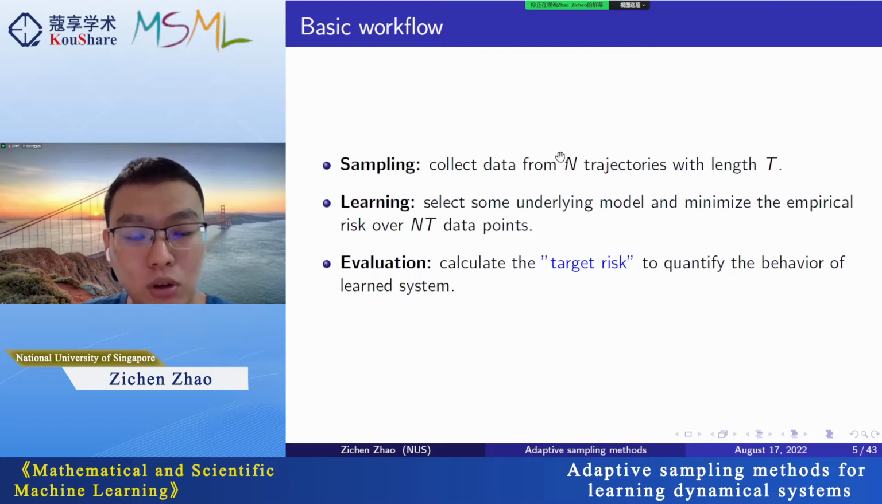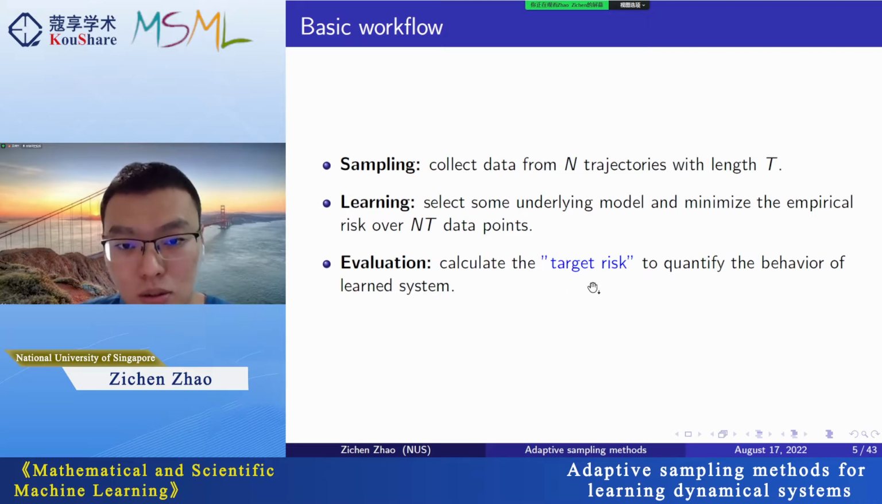Here is the basic workflow for learning dynamics. Step one is sampling. We already have some simulators for the underlying dynamics, so what we need to do is collect data from n trajectories with density. Then the second step is learning. We need to select some underlying models and minimize the empirical risk over the sampled data. And the last step is evaluation. We need to calculate the target risk to quantify the behavior of the learned systems.